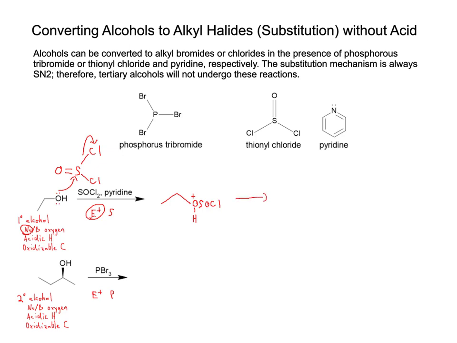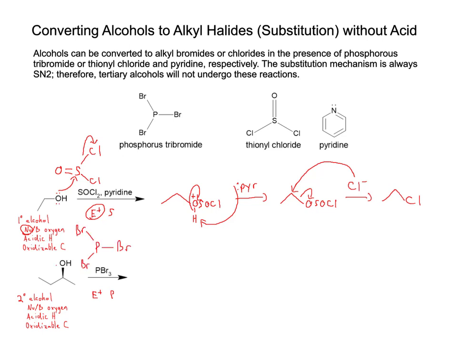Pyridine, which has a lone pair, is going to come in and deprotonate that OHSOCl group, putting a lone pair back on this oxygen. In these two steps, we turned OH, which is a bad leaving group, into OSOCl, which is a great leaving group. So now that chlorine, which we kicked off in the very first step, that Cl- is simply going to attack this electrophilic carbon and kick off this OSOCl leaving group, giving us our SN2 product right there.